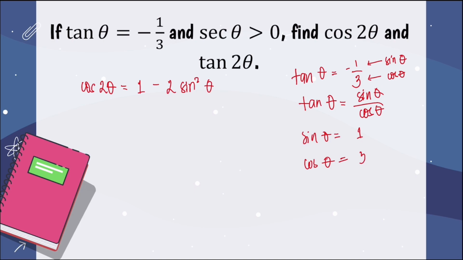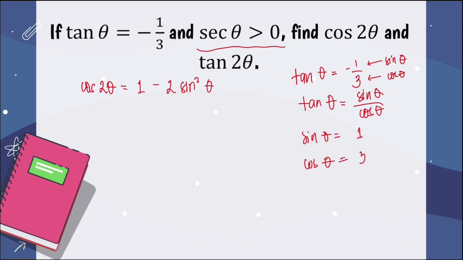But the question is, which one of them is negative? Remember, secant of theta should be greater than 0. And if it's greater than 0, that means it should be positive. Now, you have to identify which among the two, sine or cosine, is related to secant.